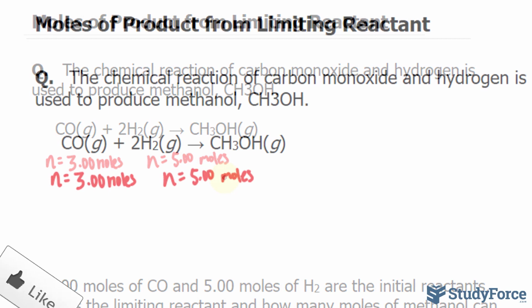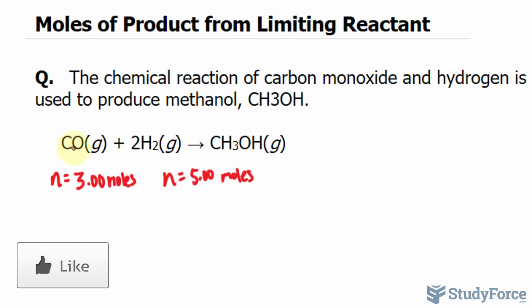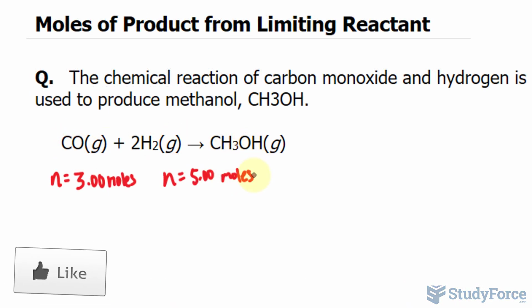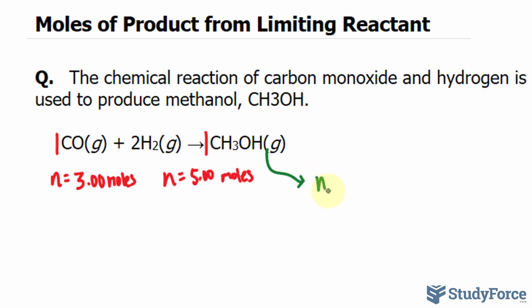So first, I'll create a mole ratio of CO to CH3OH. It's a 1-to-1 ratio. So the amount of moles, if we were to use the reactant CO compared to CH3OH, is 1-to-1. So this one will have an n value of 3.00.